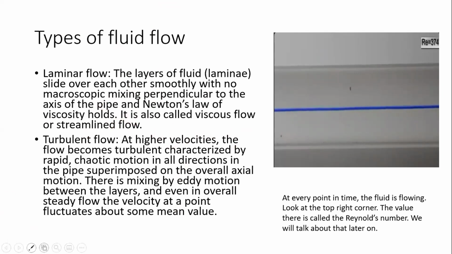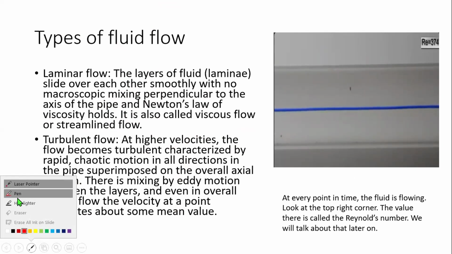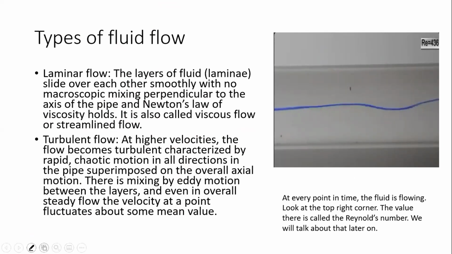Now let's look at the animation on the right. At every point in time, the fluid is moving, right? So even the points where it looks like it's stationary, it's actually moving. So I'll wait for it to get back to that point and I'll show you something. When we talk about mixing perpendicular to the axis of the pipe, this is the axis of the pipe, right? So you realize that even at the point where it looks stationary, the fluid is actually moving, right? In that case, this is what we call laminar flow. So in this form, it is moving.